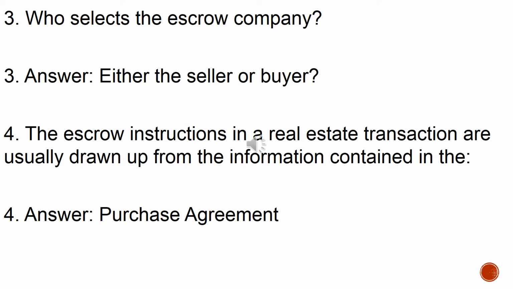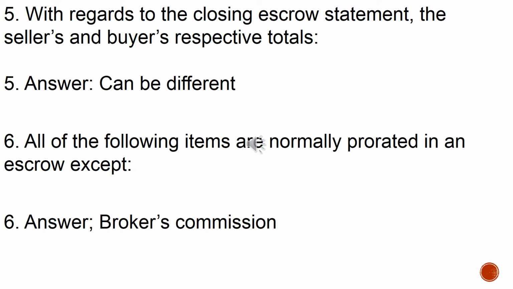Question number 3. Who selects the escrow company? Answer, either the seller or buyer. Question number 4. The escrow instructions in a real estate transaction are usually drawn up from the information contained in the? Answer, purchase agreement. Question number 5. With regards to the closing escrow statement, the seller and buyer's respective totals, answer, can be different.